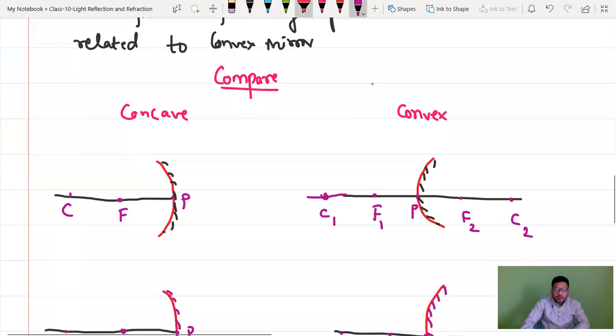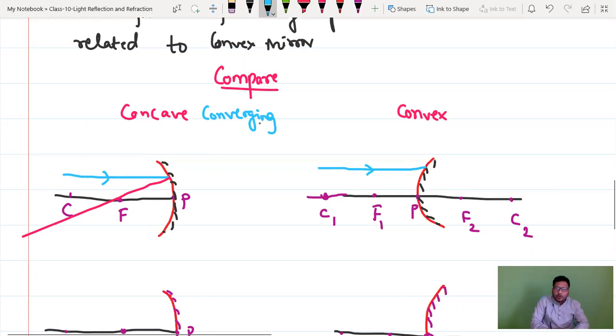Okay, first rule, what is the first rule we have discussed? If a light ray is parallel to principal axis, after touching the mirror, it will pass through focus, isn't it? Same thing, but it will be different here. If a light ray is passing parallel to principal axis, after touching mirror, what will happen? Guys, concave mirror is converging. But while coming to convex, it is diverging, right? Diverging. So here in concave, light will converge. It will pass through focus, but here it diverges.